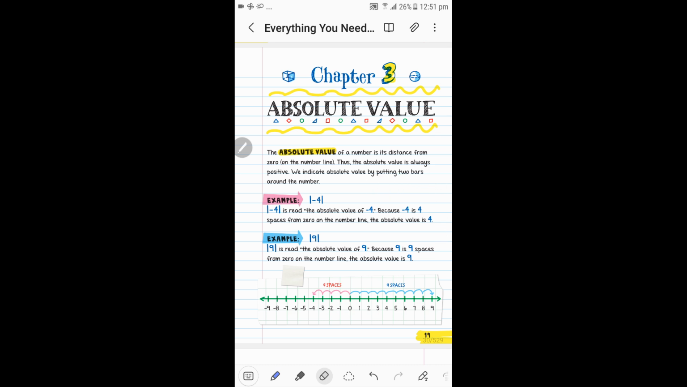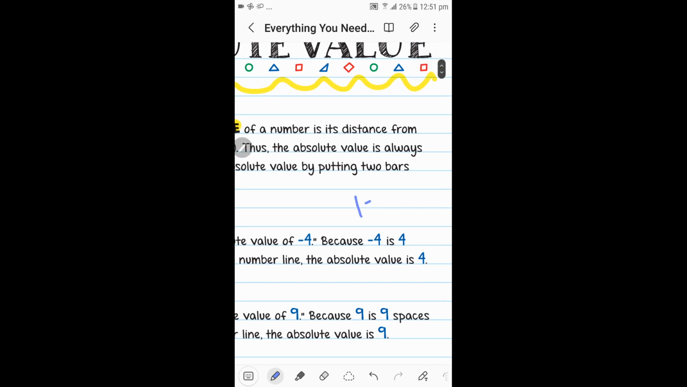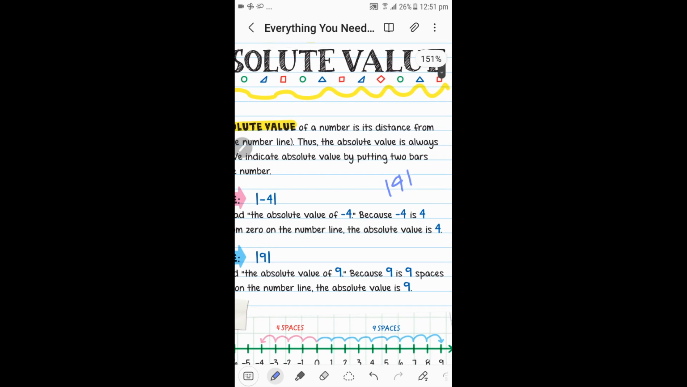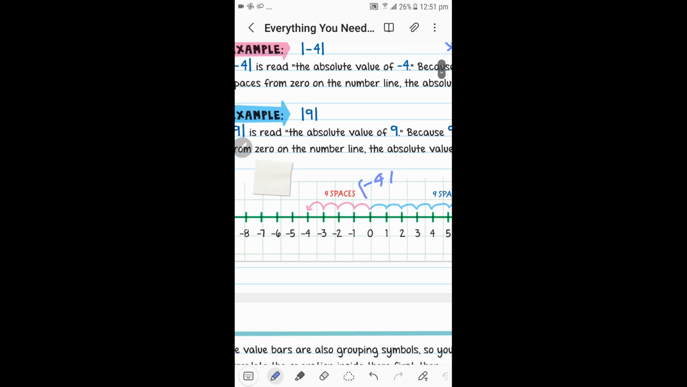So let's have a quick explanation about absolute value. Absolute value just means the distance of a number from zero. Absolute value is represented by these bracket signs, and the number is put inside. When you say the absolute value of 4, the absolute value is 4. For example, the absolute value of minus 4: let's count the distance from the number to 0. 1, 2, 3, 4. So the absolute value of minus 4 is 4.